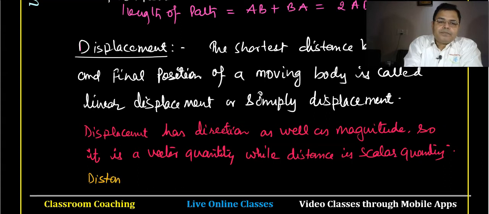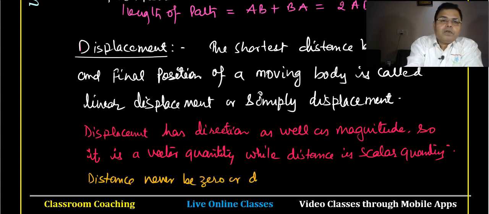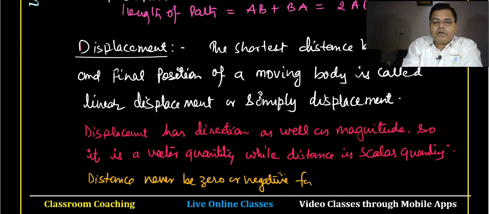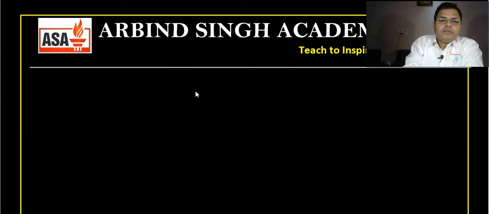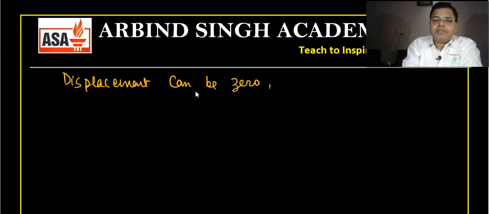Distance can never be zero or negative for a moving body. But displacement can be zero. You have seen some examples.